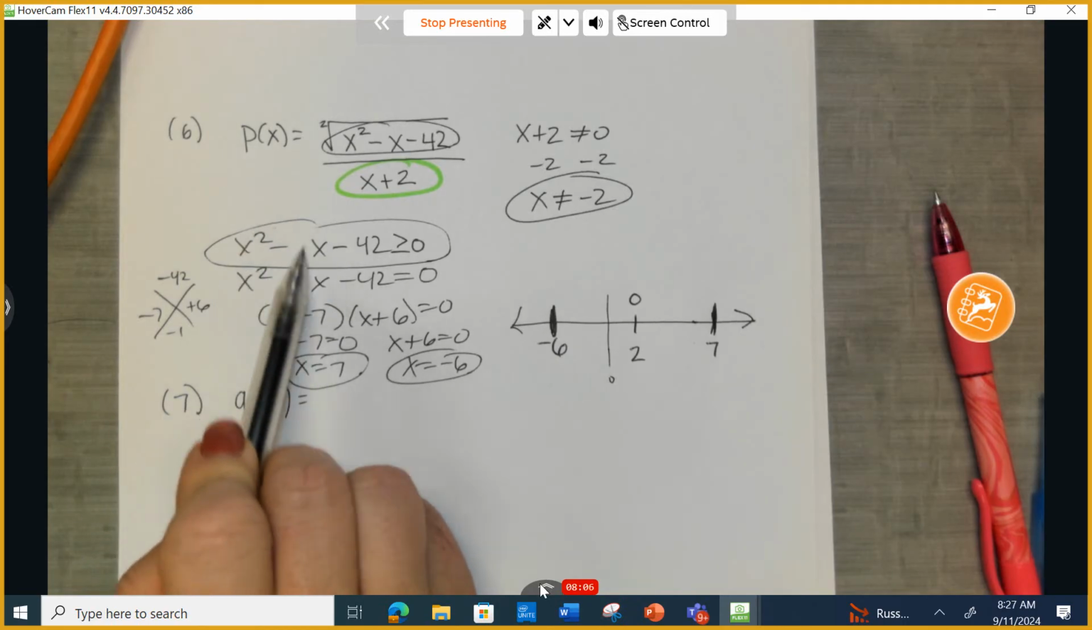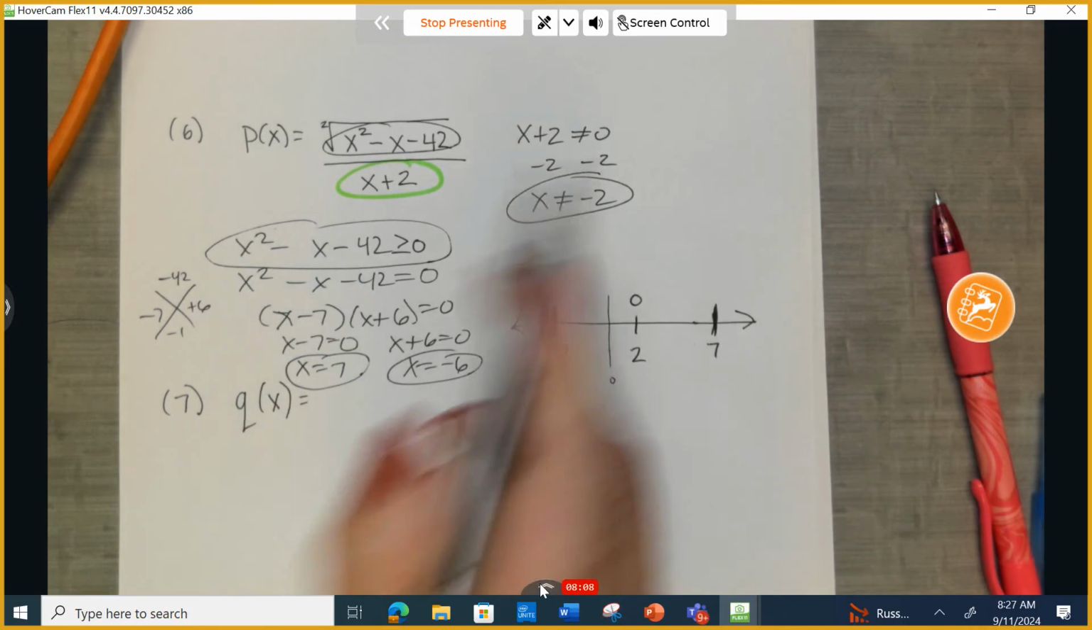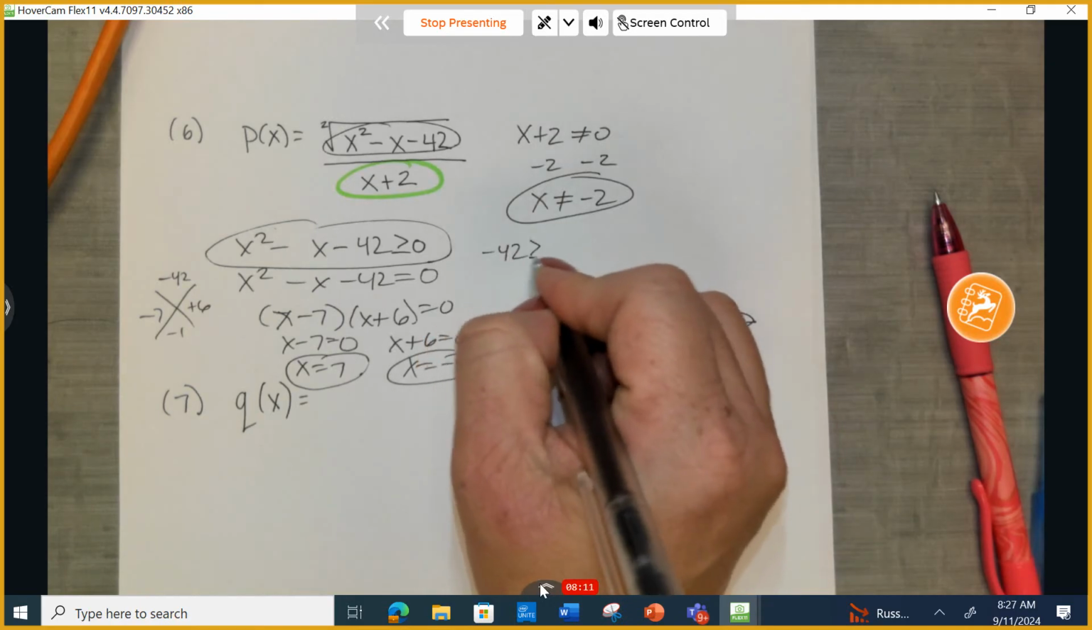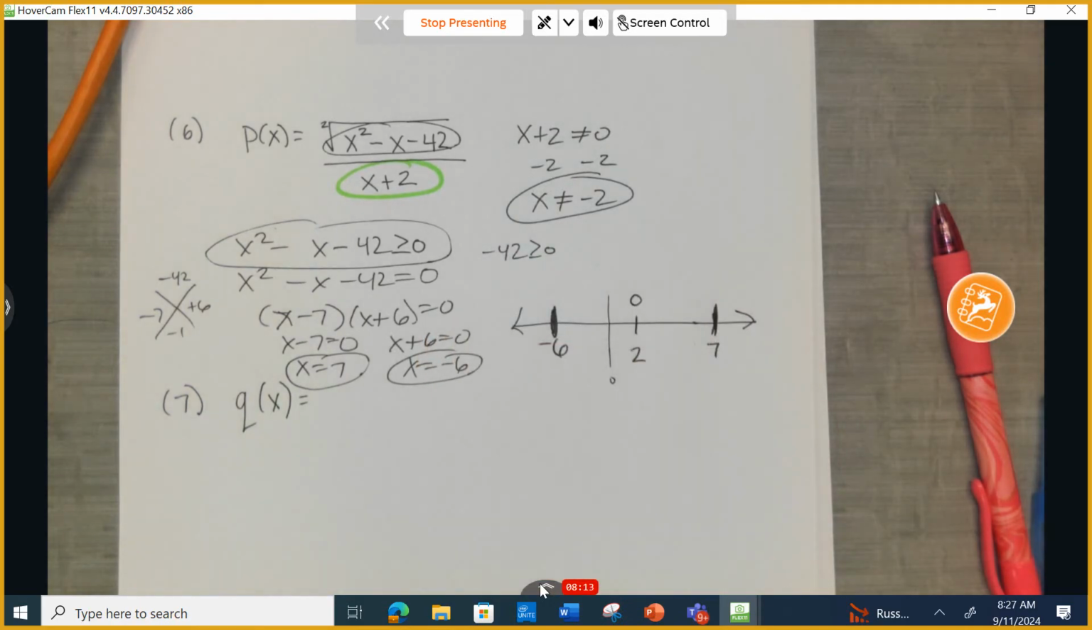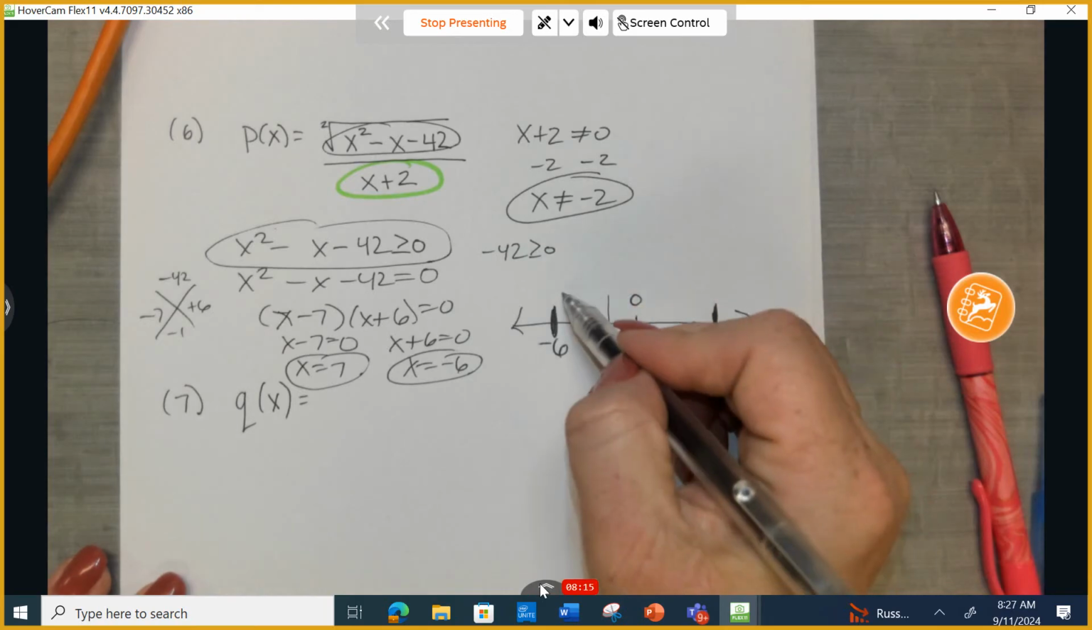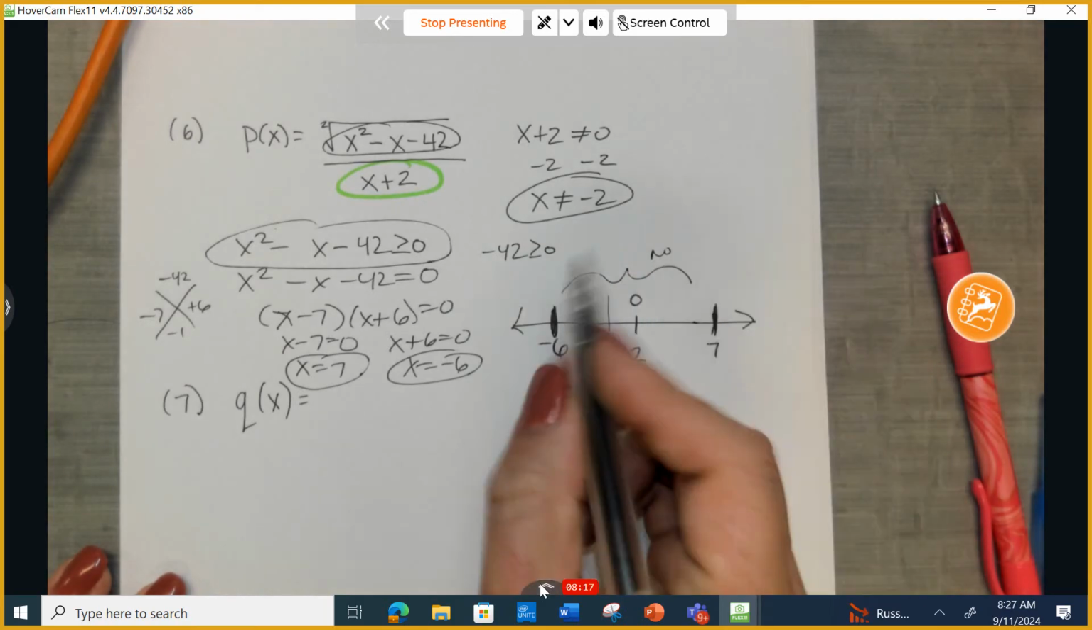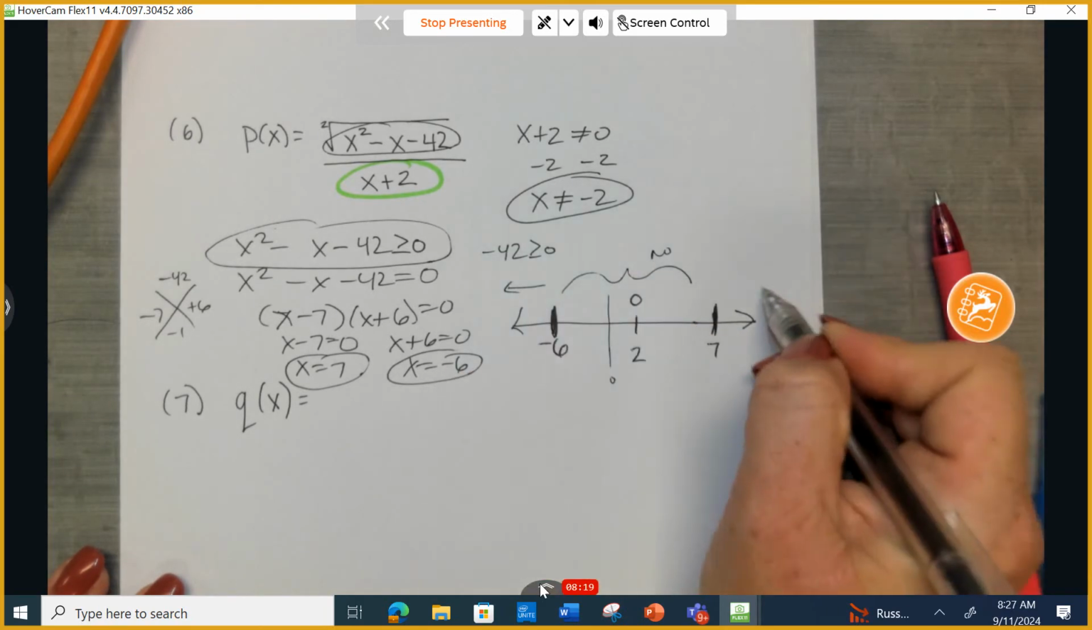0 minus 0 is 0. 0 minus 42 is negative 42. Is this a true statement? I tested 0. Is that a true statement? It's not true. That means this area right here is a no, and the yes is going to be in this portion and then this portion.